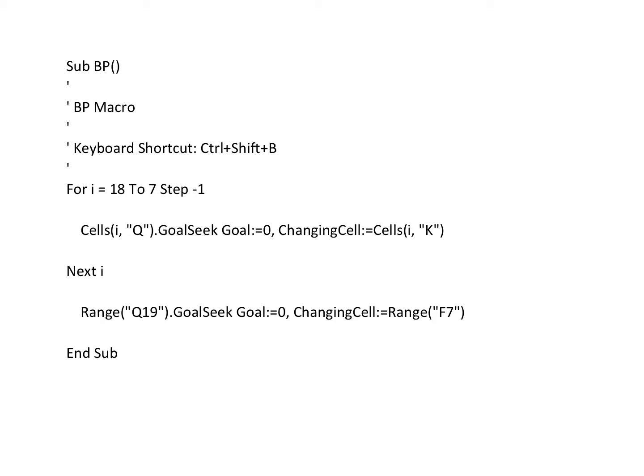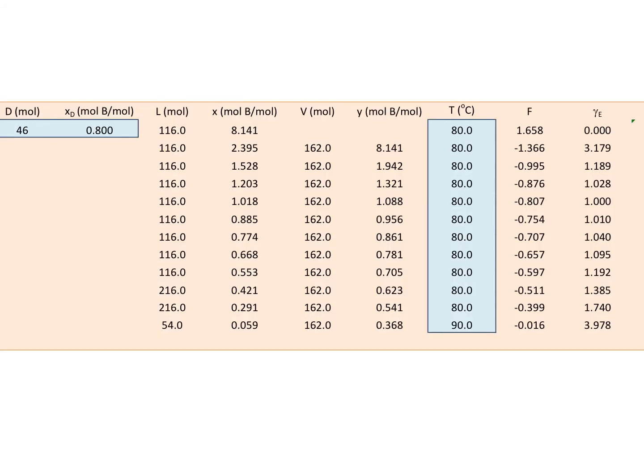And then that's what happens when we press Control-Shift-B here. So here is the spreadsheet initially. I have guessed a distillate composition of 0.8, and I have guessed temperatures. It's important to put something reasonable in here, and I put all temperatures being 80 and then 90 at the very bottom. And then all these other cells are all calculations based on those.